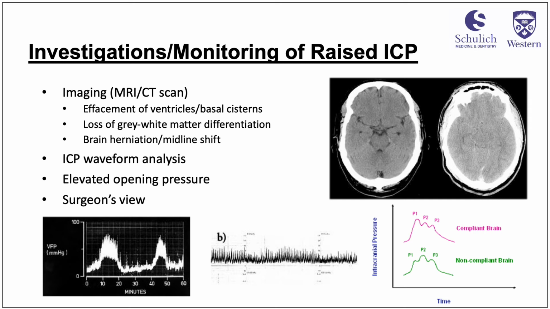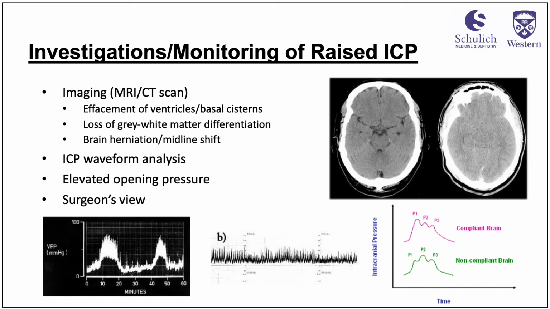You can also get certain patterns. So the image on the bottom left shows what are called plateau waves or A waves. And these are sudden increases in your ICP to values of about 50 millimeters of mercury or higher that are sustained for 5 to 20 minutes. And generally, they show an increase in your ICP and a loss of your autoregulation.